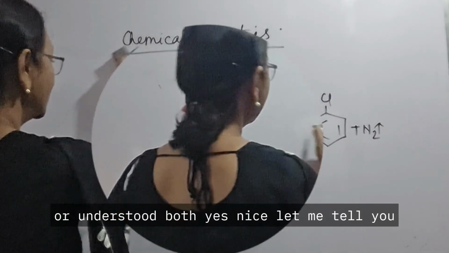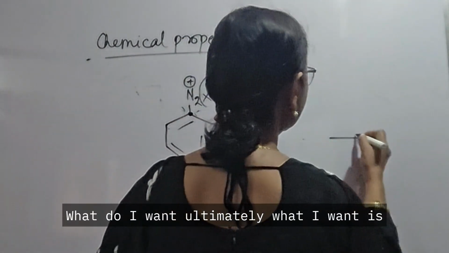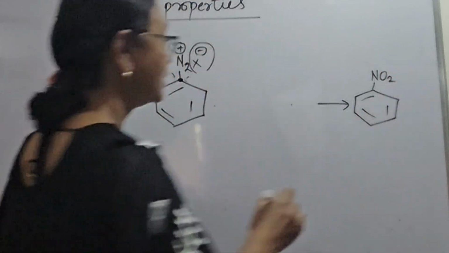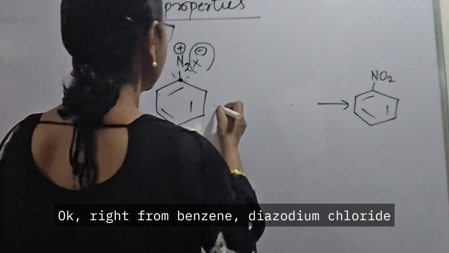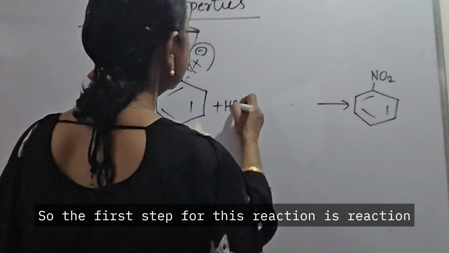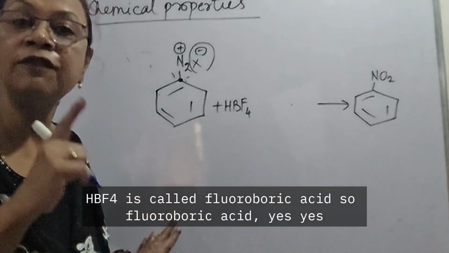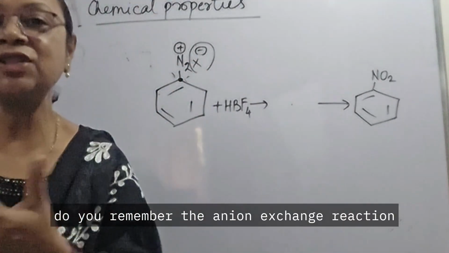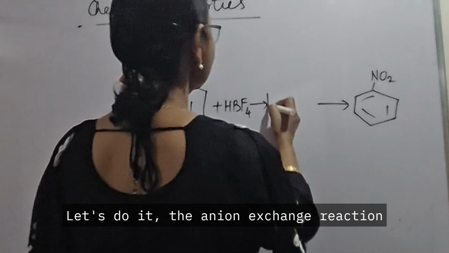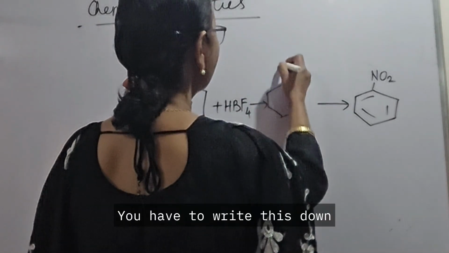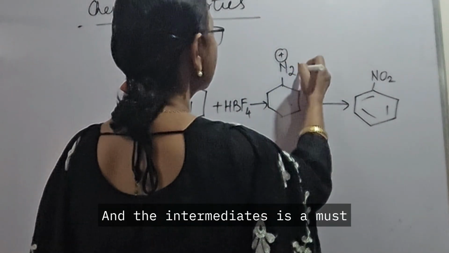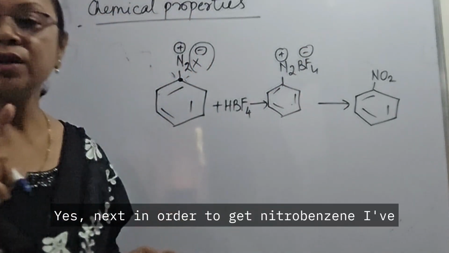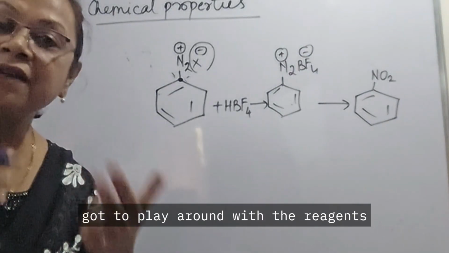Let me tell you what do I want ultimately. What I want is nitrobenzene. Do I have a technique of getting nitrobenzene? Okay, right from benzene diazonium chloride. So the first step for this reaction is reaction with fluoroboric acid. HBF4 is called fluoroboric acid. Do you remember the anion exchange reaction? Let's do it. That you cannot avoid. You have to write this step, and the intermediate is a must. So BF4 minus.